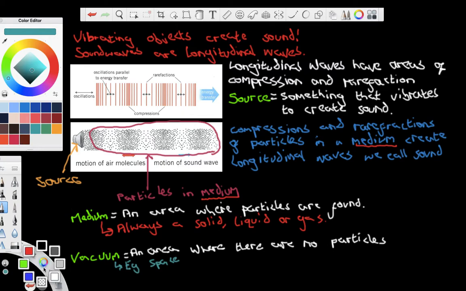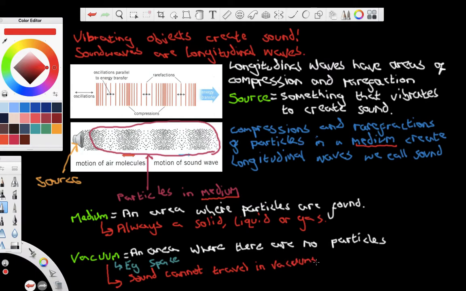And we can also add underneath here, but in red because it's important, that sound cannot travel in vacuums as there are no particles to vibrate.